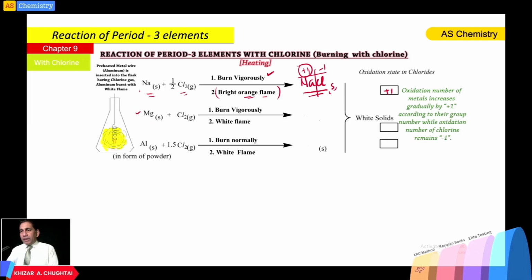Come to the next one, that is magnesium. Magnesium metal also reacts vigorously with a white flame, and it makes magnesium chloride, MgCl2, again a white solid. Here magnesium is showing a +2 oxidation state, and it belongs to group number 2, so +2 oxidation state. Aluminium in the form of powder can react with Cl2.